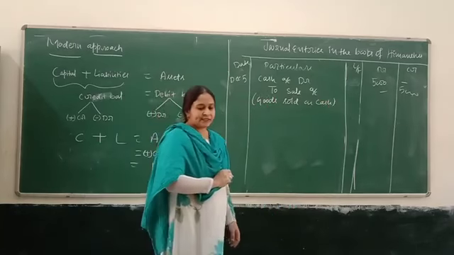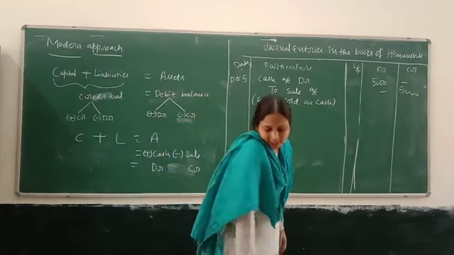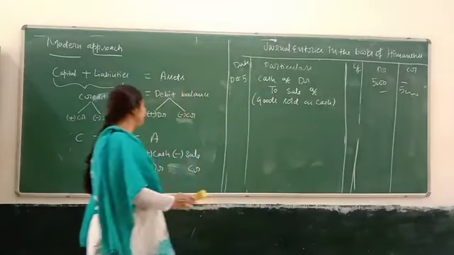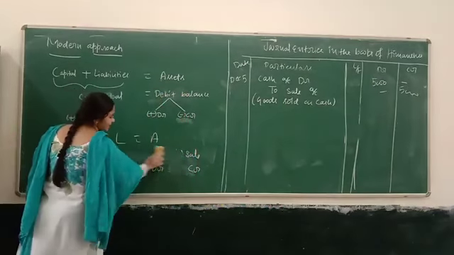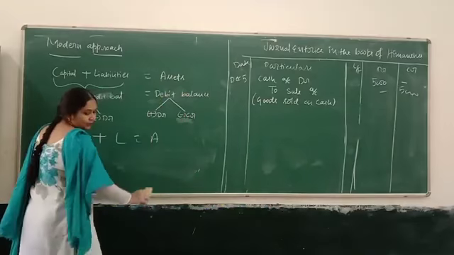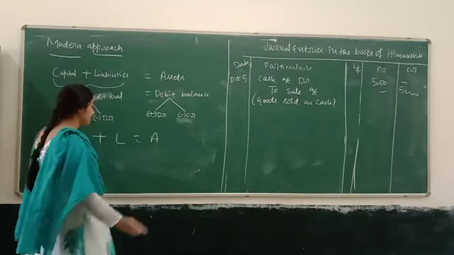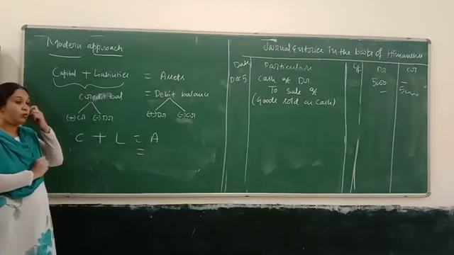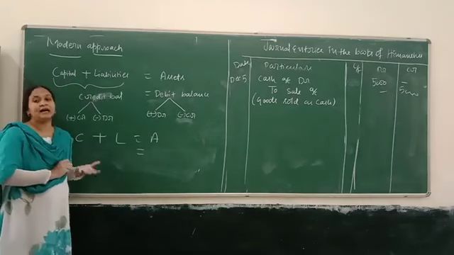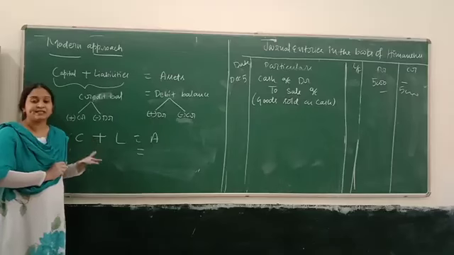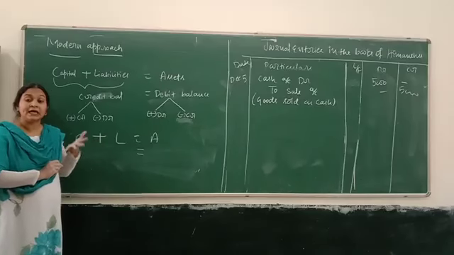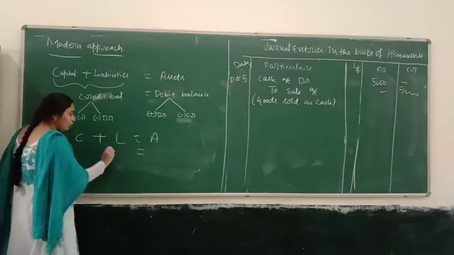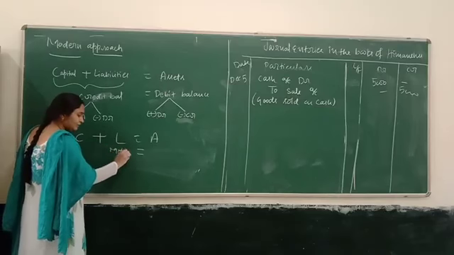Okay, next journal entry. What is the date of the transaction? December 12th. Purchase goods from Mohan on credit. It's a credit purchase. You are purchasing goods from Mohan. Mohan is a creditor. The business is purchasing goods from Mohan on credit.